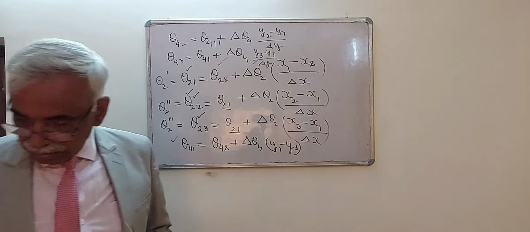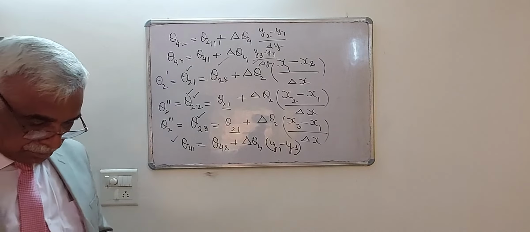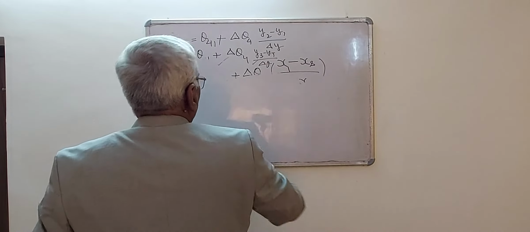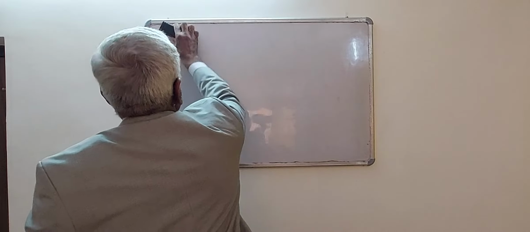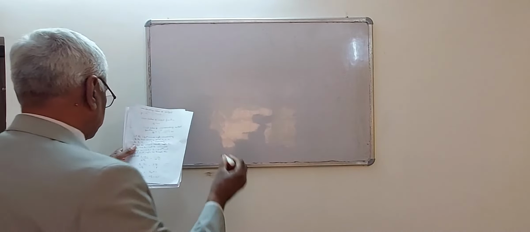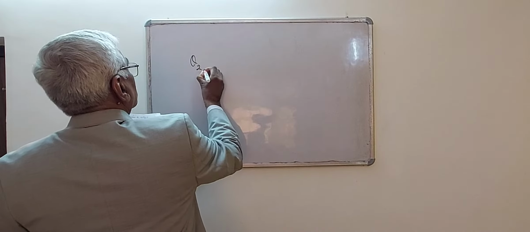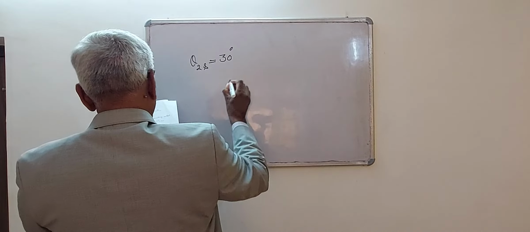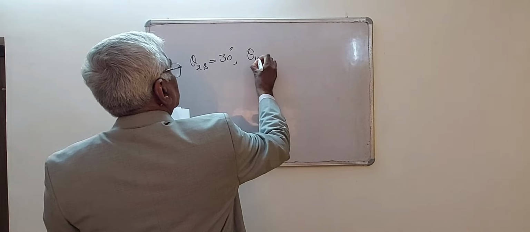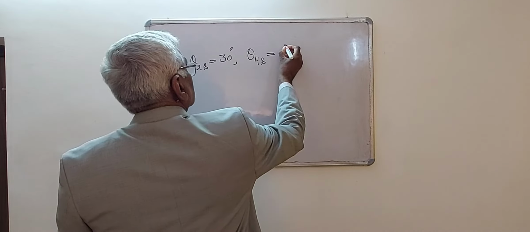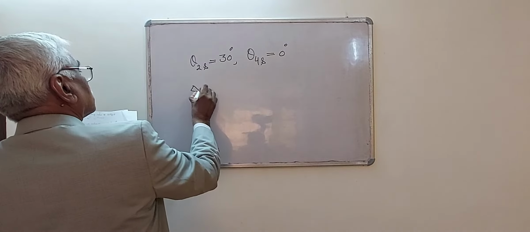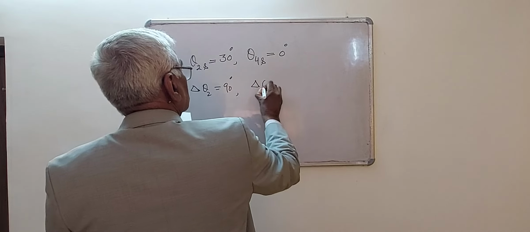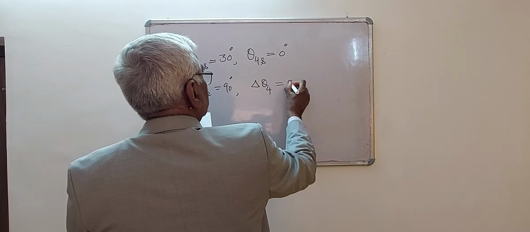Now, I go back to that point which we were discussing last, and theta 2s. Theta 2s is equal to, it is given in the numerical problem itself, 30 degree. Theta 4s is 0 degree. Delta theta 2 is equal to 90 degree, and delta theta 4 is also 90 degree.